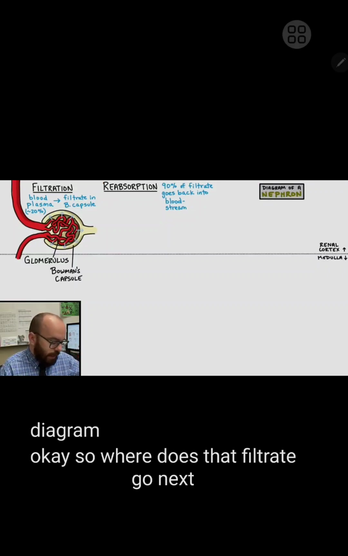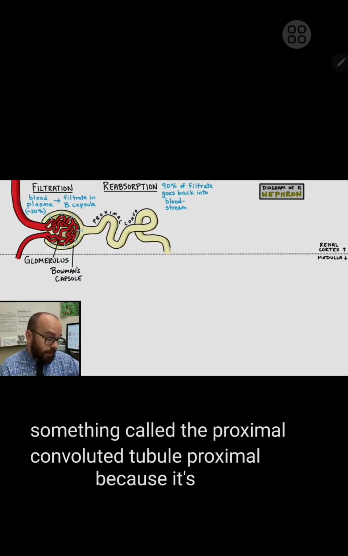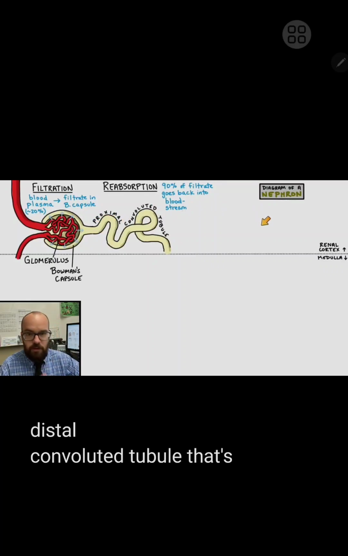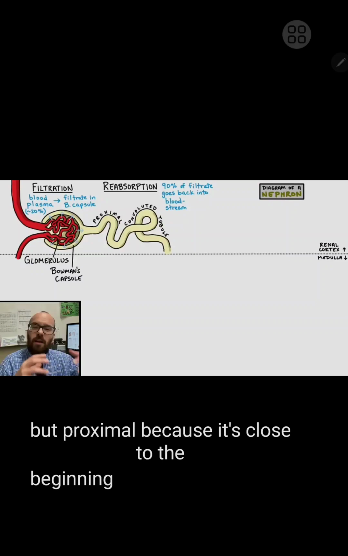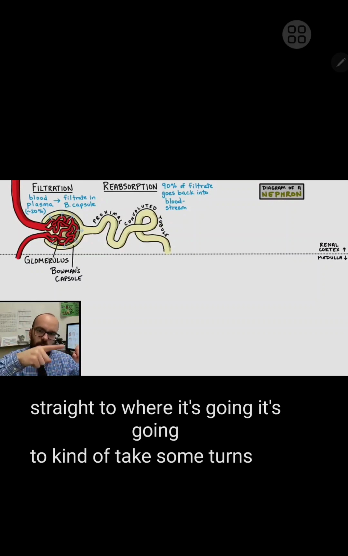Okay, so where does that filtrate go next? Well, first it's going to go through something called the proximal convoluted tubule. Proximal because it's right after the Bowman's capsule. It's going to be proximal to it. We'll have a distal convoluted tubule that's farther away, but proximal because it's close to the beginning. Convoluted just means that it sort of meanders, like it doesn't just go straight to where it's going. It's going to kind of take some turns and stuff like that.